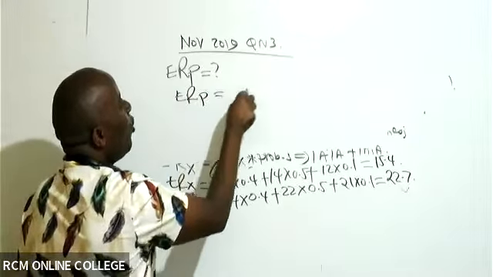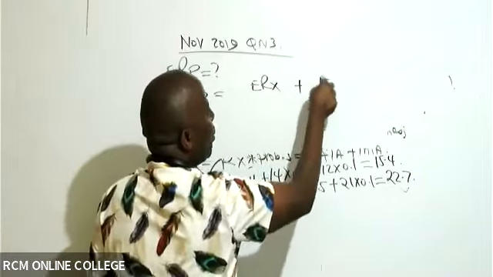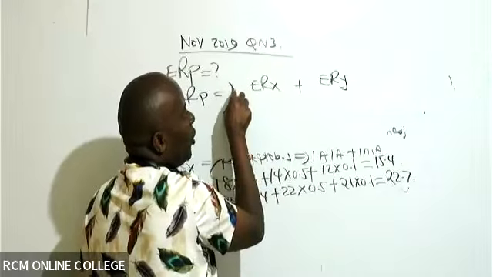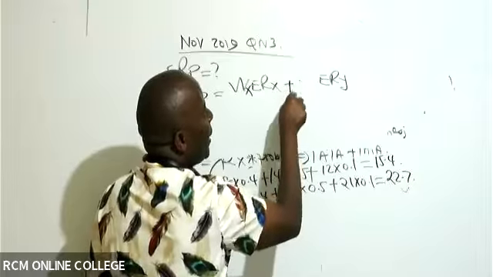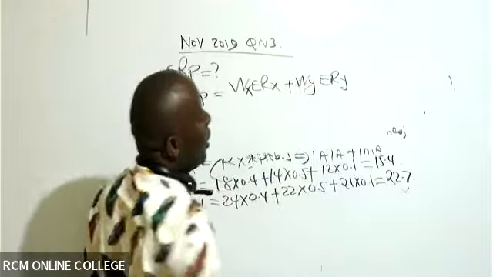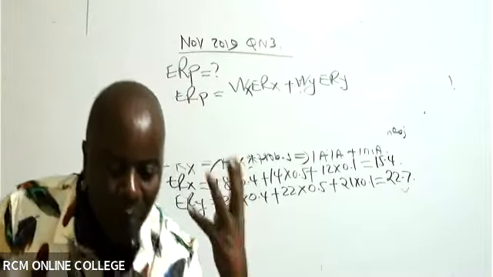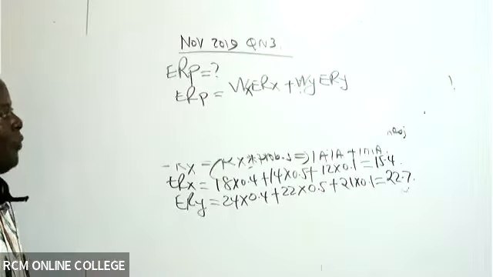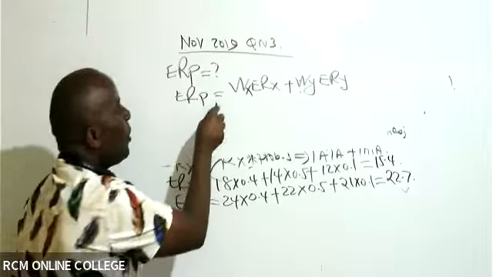Why? Because in this case we have taken X, and then we combined it with Y. But remember, it has to be proportionate. So this has to be weight of X times expected return of X, plus weight of Y times expected return of Y. Because a portfolio is a combination of different assets. The weights, we had already obtained.